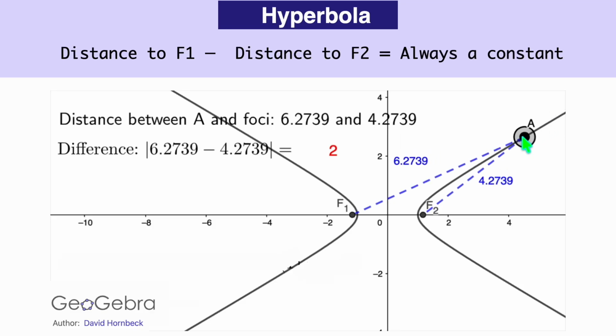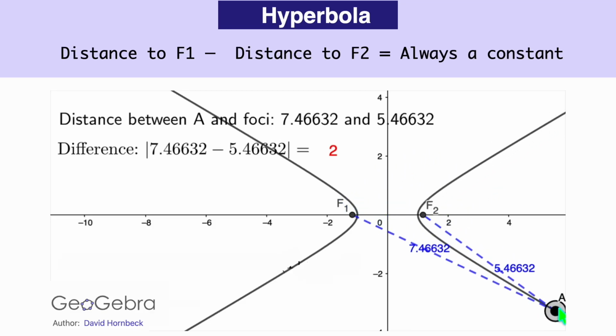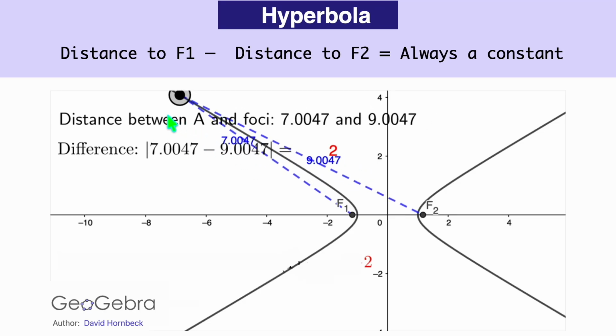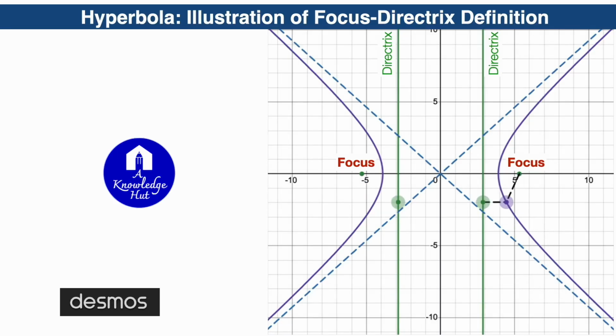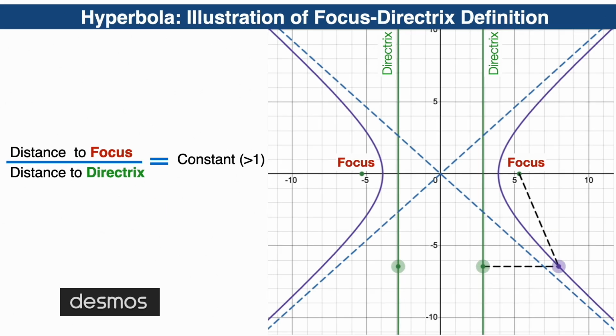A hyperbola is the set of all points in a plane, the difference of whose distances from two fixed points, called foci, is a constant. A hyperbola is also defined as the locus of a point in a plane which moves so that its distance from a fixed point called focus to its distance from a fixed line called directrix bears a constant ratio which is always more than 1.